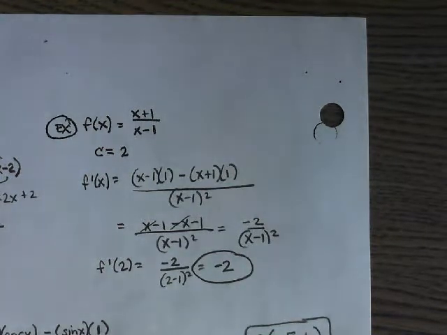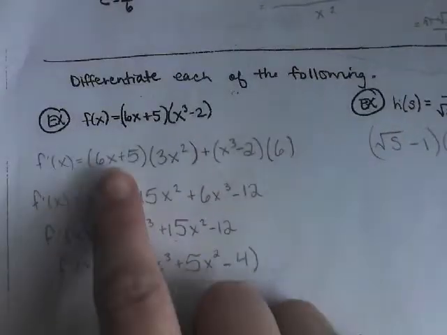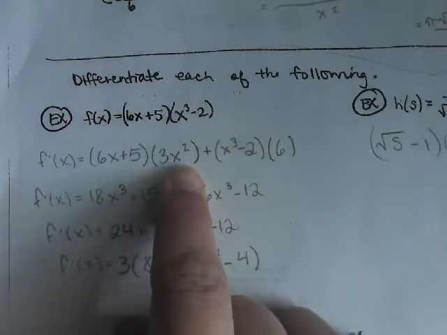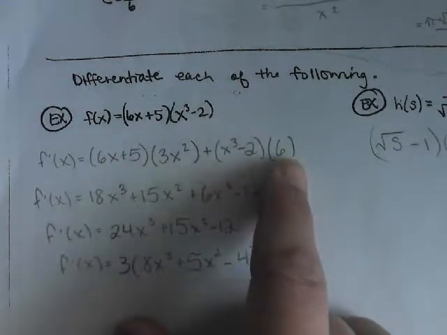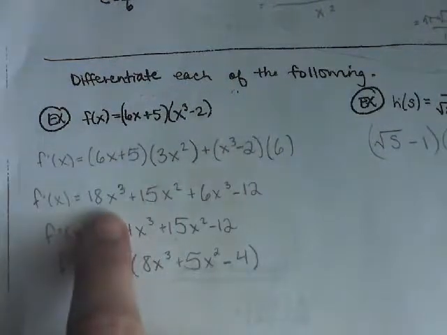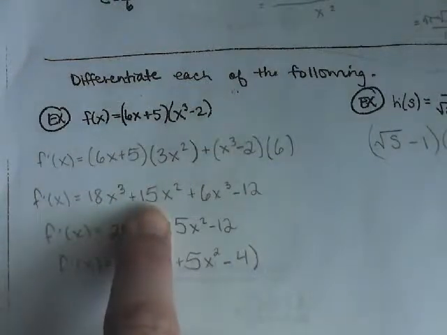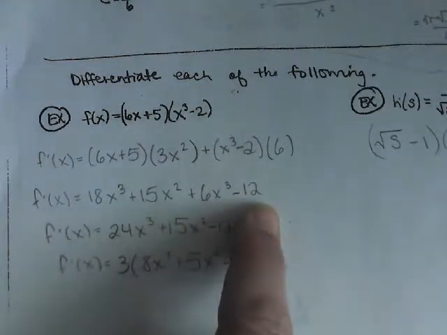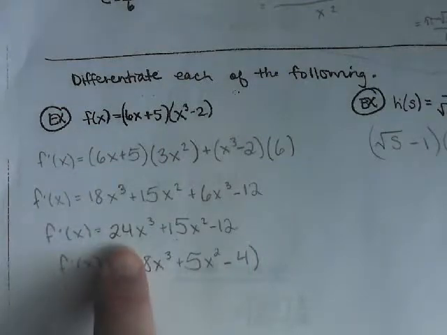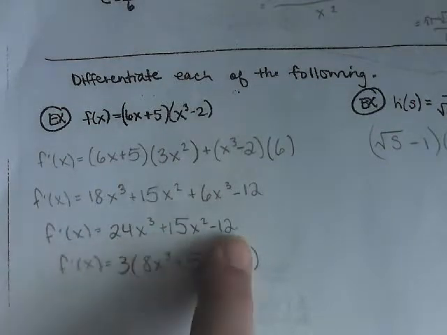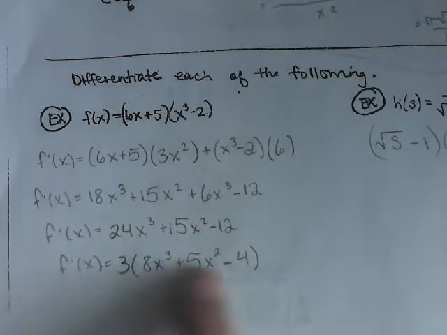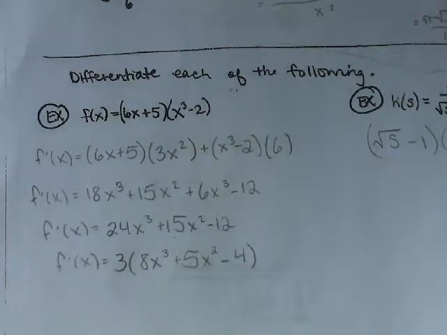She has product rule. She's got the first times the derivative of the second, perfect, plus the second times the derivative of the first. So she multiplies that out, 18x cubed plus 15x squared, perfect, plus 6x cubed minus 12, great. Combine like terms, excellent, and then she factored out a 3, which you may or may not do. It depends on if it's a multiple choice question or not, but good. Any questions on that? There's your derivative.